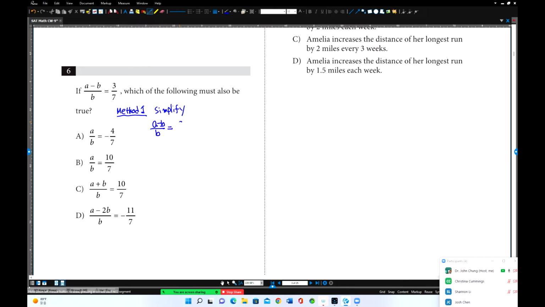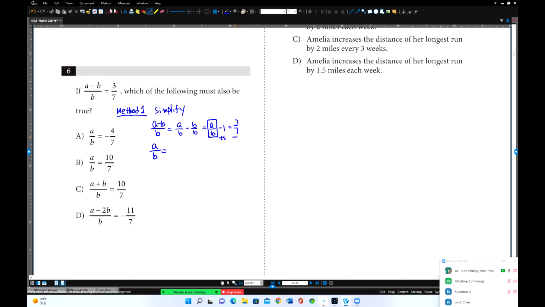This one is like how much? A over B minus 1 equals 3 over 7, isn't it? Step by step. A over B minus B over B, right? Separate. That is equal to A over B. B over B is 1, equals 3 over 7. Okay, from here, can you find A over B there? A over B equals how much?